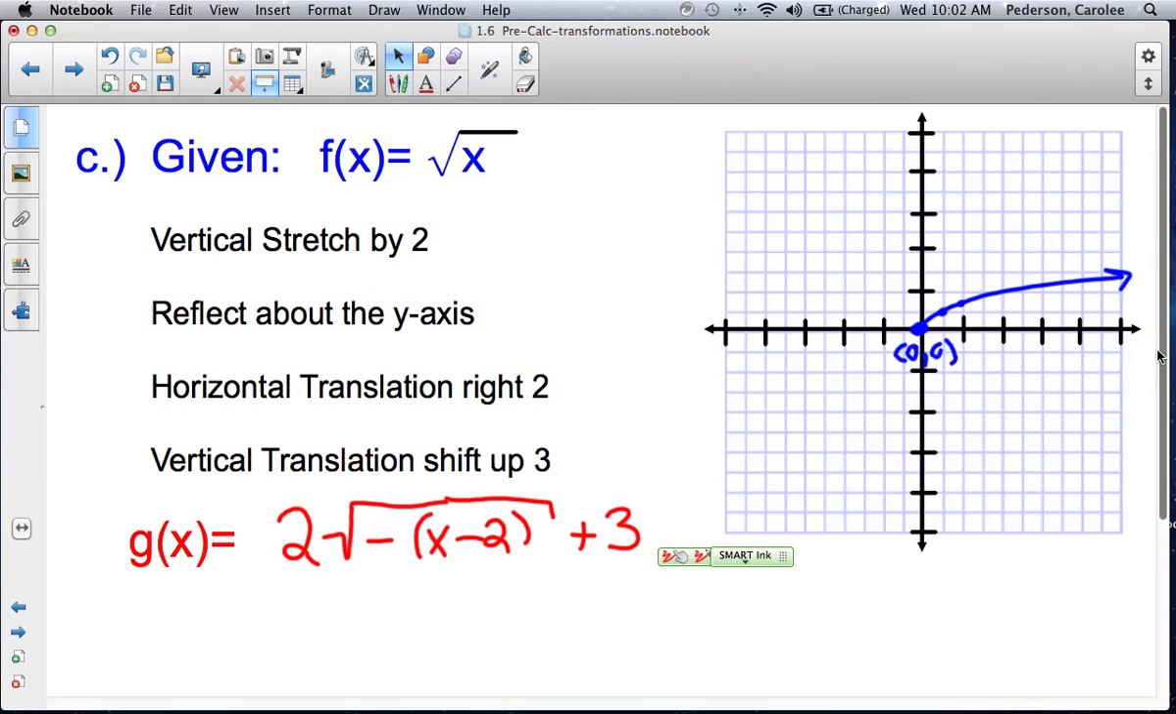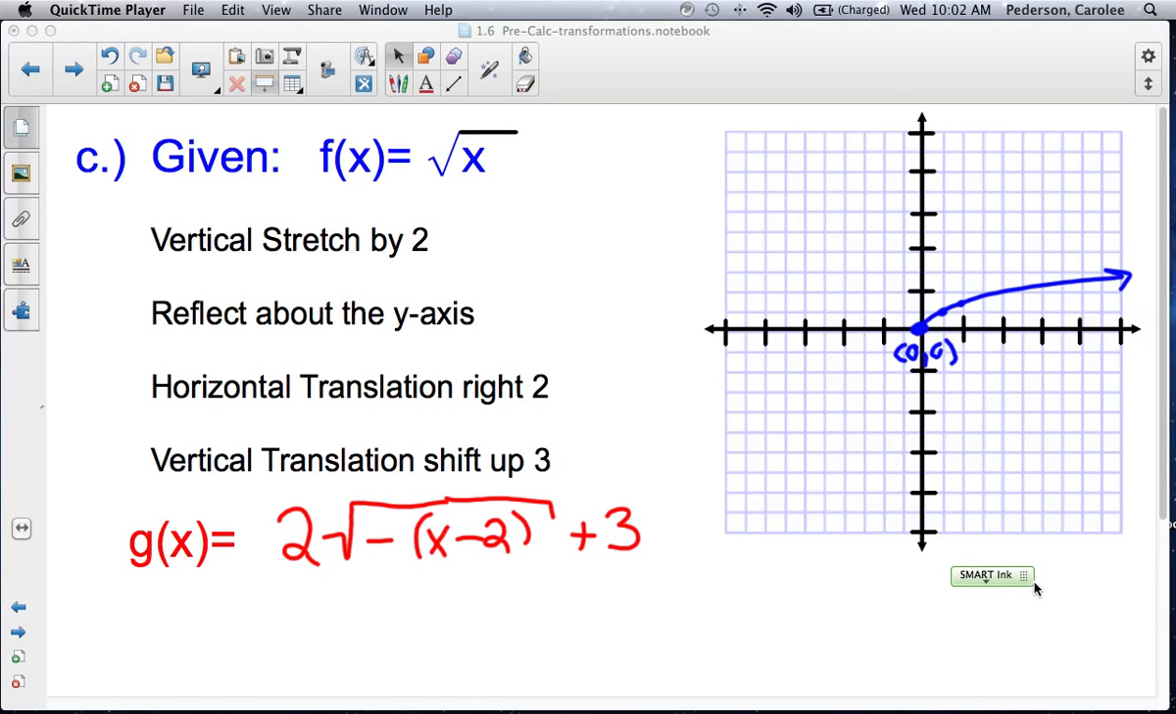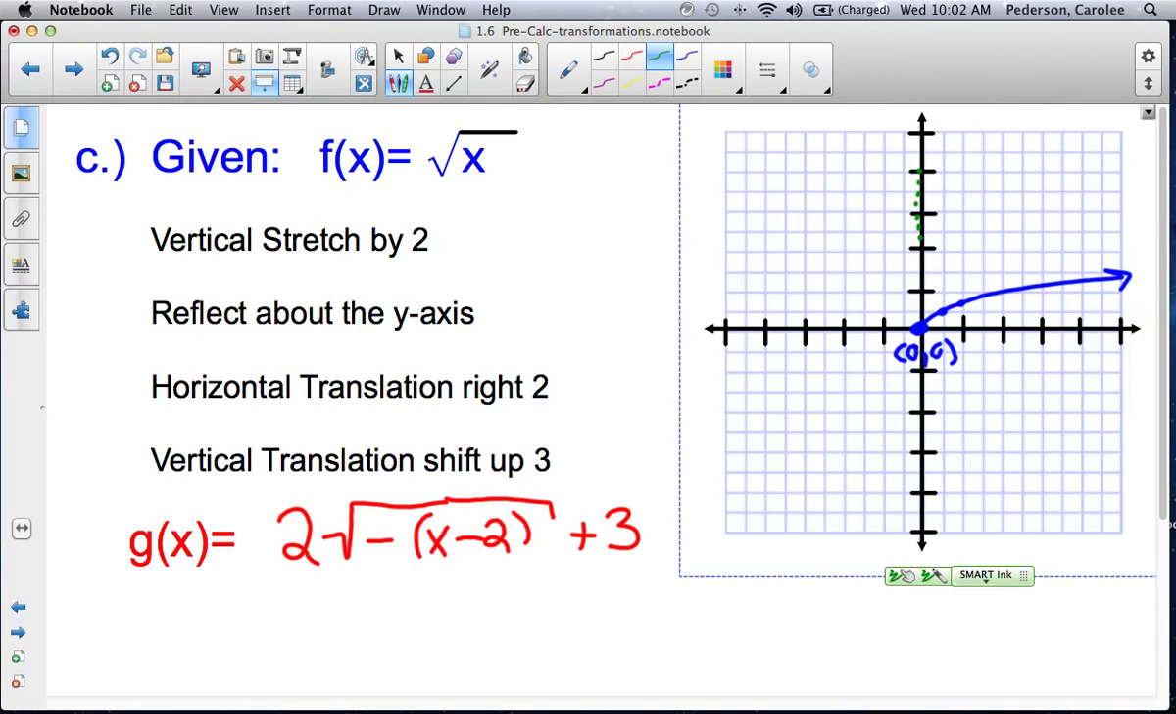Now let's go ahead and graph it. So again, I like to do my y-axis reflection first. So I go along the y-axis. I'll draw an imaginary dotted line that I'm going to reflect it about. So where is my blue function now going to go? Off to the left. Okay.